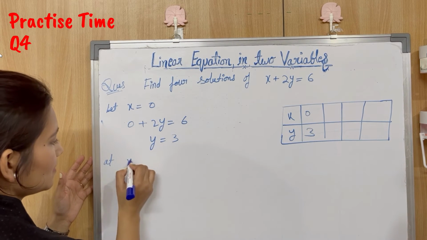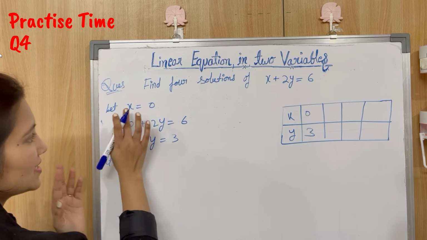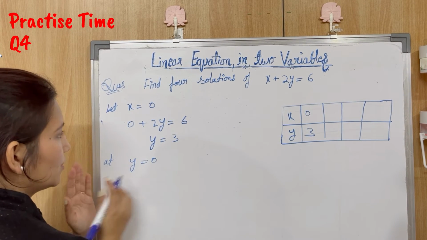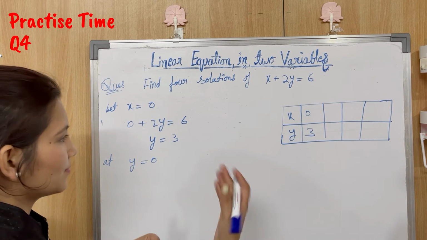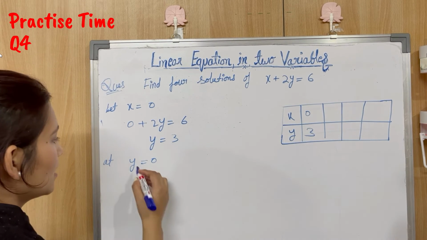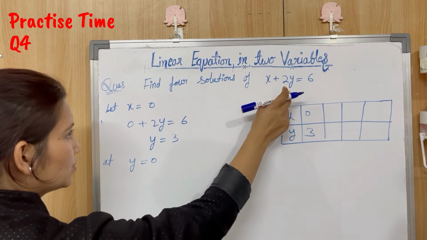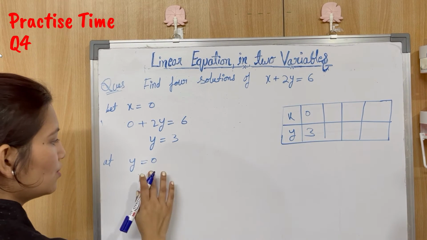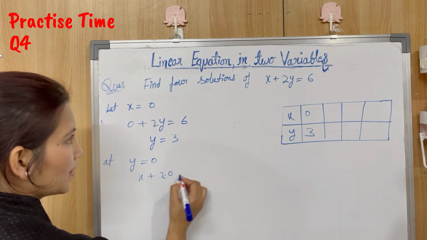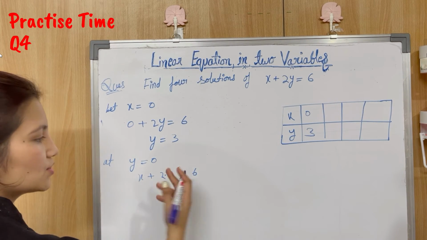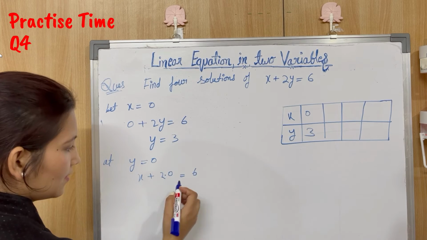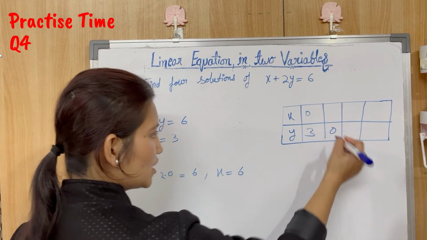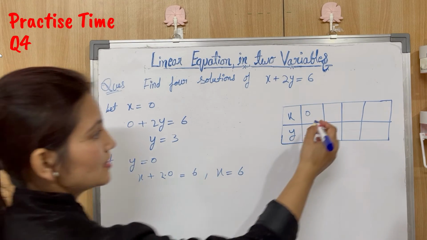Once I have taken x as 0, next I'll take y as 0. This is the easiest way of finding the solutions. So y is 0. Once you put y as 0, it will become x plus 2 into 0 is equal to 6. So 2 into 0 is 0 and x is equal to 6. Right? So what is the value of x here? x is equal to 6. So when y was 0, I got x as 6.